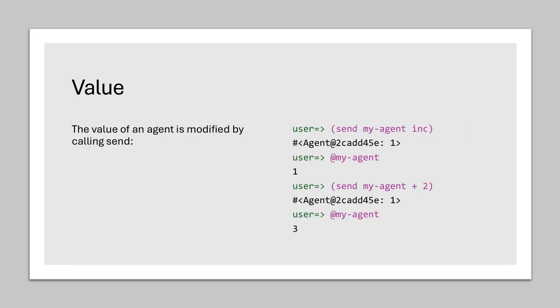When you want to change the value of an agent, you do so by calling the send function with the agent and the function to apply. For example, sending the increment function increases the agent's state by 1. If you check the agent's value using the dereference operator, you'll see the updated value. You can also send arithmetic functions with arguments, like adding 2 to the current value. Even though the send call returns immediately with the agent itself, the actual value inside the agent updates asynchronously and can later be accessed by dereferencing the agent. This shows how agents manage their state independently by applying changes through functions sent to them.